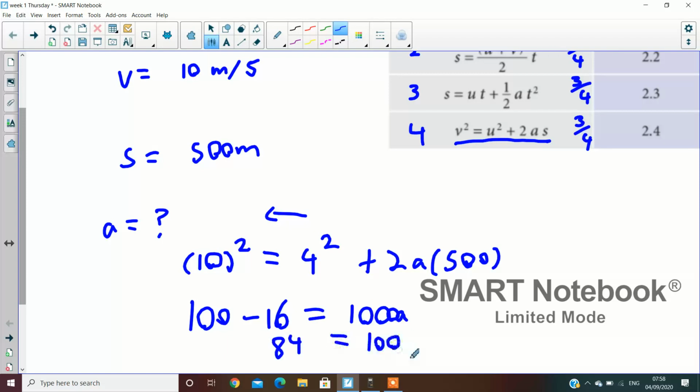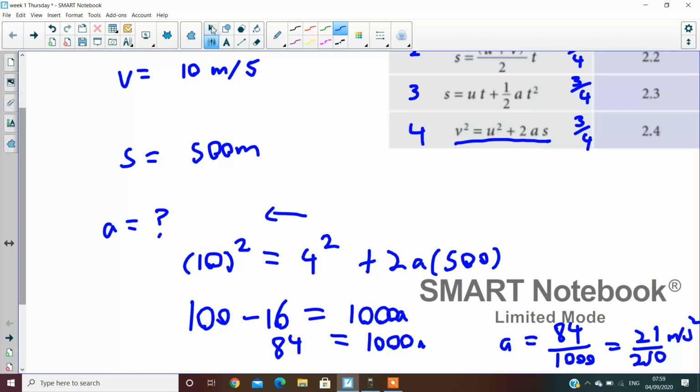And what's 84 divided by 1000? Broken down to its simplest form, 21 over 50? Okay. Yeah, divided by 250, was it? Yeah. 21 over 250. The units in this case are meters per second squared. Is that okay with you guys?